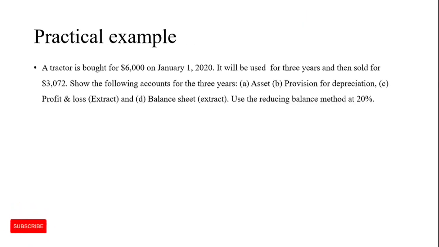So let's look at a practical example. A tractor is bought for $6,000 on January 1, 2020. It will be used for 3 years and then sold for $3,072. You are asked to show the following accounts for the 3 years: A, the asset account; B, provision for depreciation account; C, profit and loss extract; and D, balance sheet extract. And they said that we should use the reducing balance method of 20%.